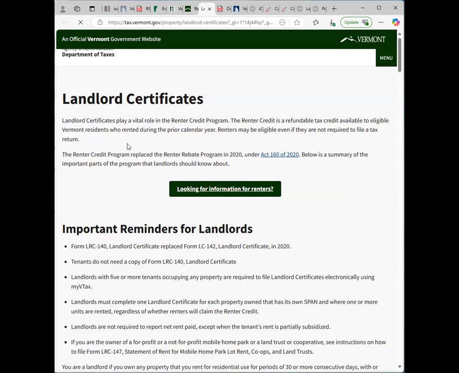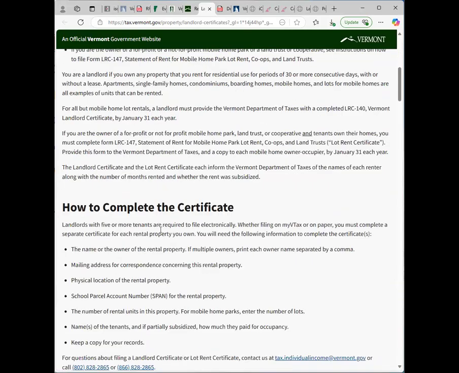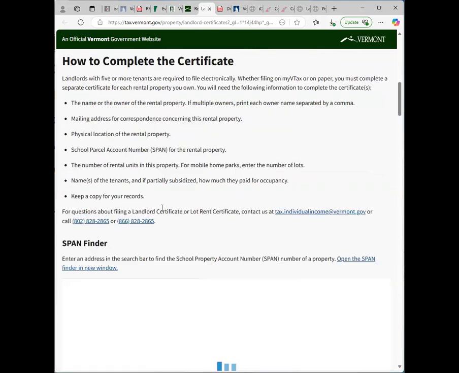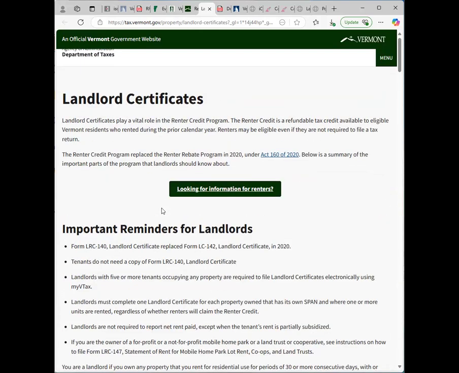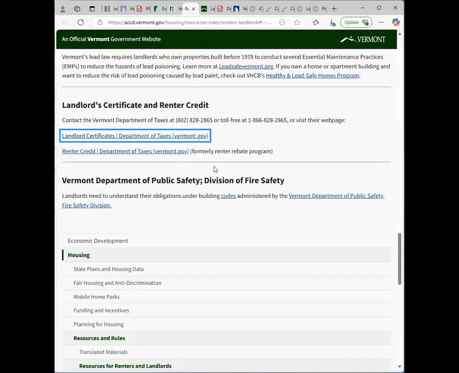So I don't know if this is for your property taxes or this is specifically for helping your tenants, but it seems like a good idea. How to complete the certificate. Okay, this is detailed. There are tons and tons of resources in all of this.